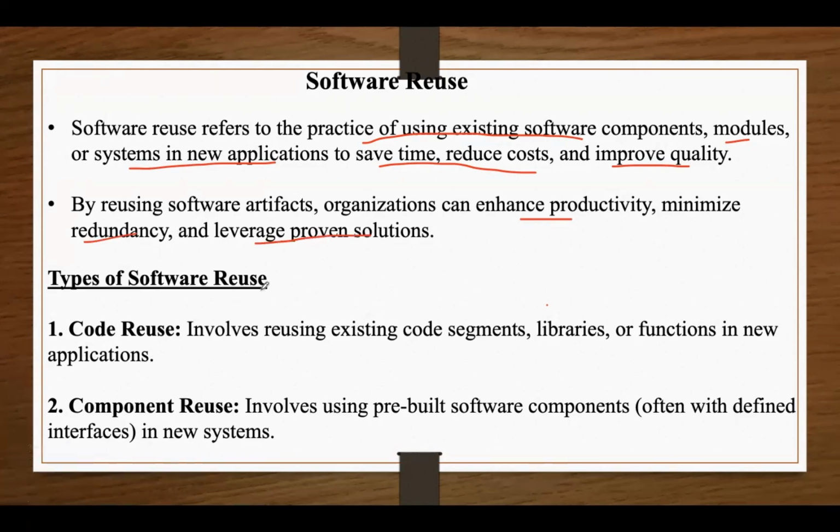Types of software reuse include, first one is code reuse. Here we can use the code segments, libraries or functions which are present in the existing application, so they can be used in the new application also. So how to use these functions? This is nothing but utilizing pre-written functions or classes in libraries to avoid duplicating code.